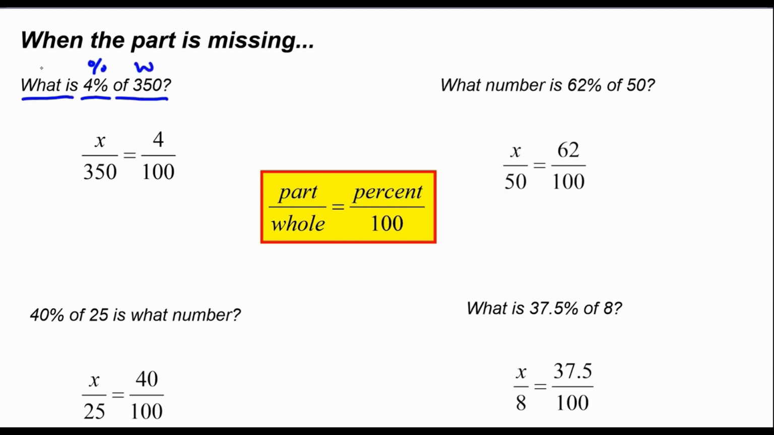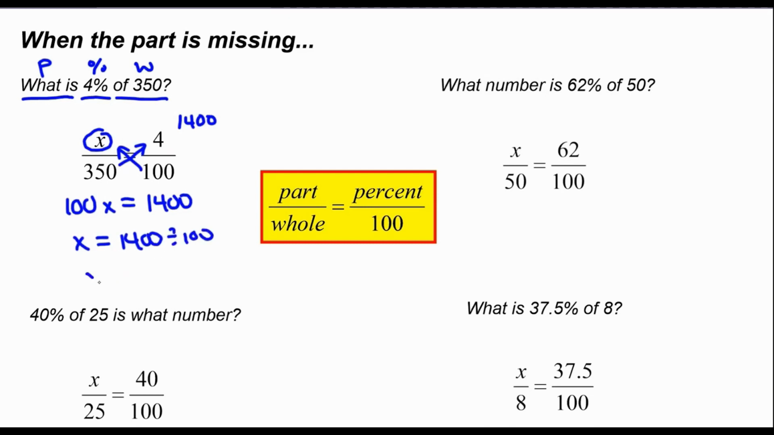So then that's the part. The part is missing. So I put an X on the part, 350 is the whole, and 4 is the percent. So I fill in the percent proportion with all the parts that I know, and then I go ahead and solve this. I'm going to use cross products to solve this. 350 times 4 is 1,400. So I know that this other cross product, 100 times X, has to equal 1,400. X is 1,400 divided by 100. X is 14. So what is 4% of 350? 14.